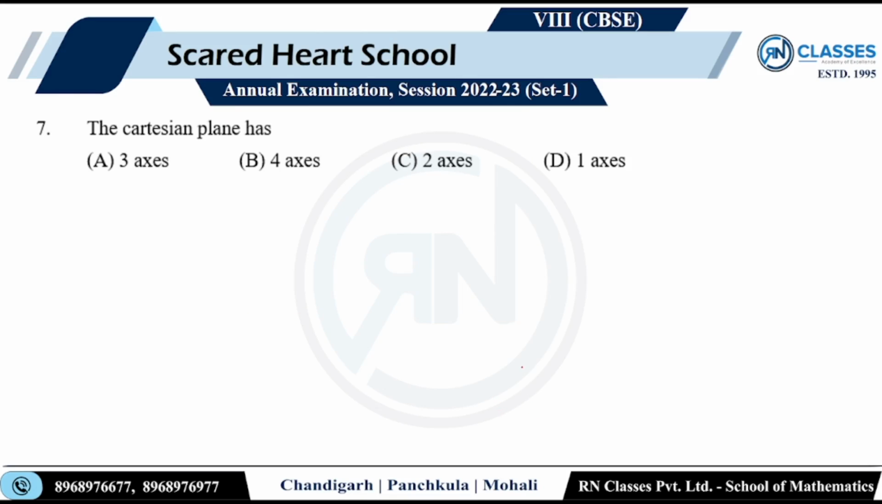Seventh, the Cartesian plane has how many axes? Of course it is 2. If not, just look, there are only 2 axes, right? It hasn't given 4-5, have a look.